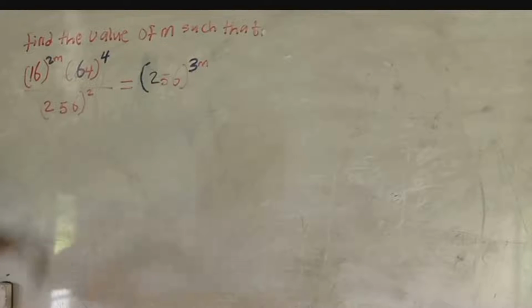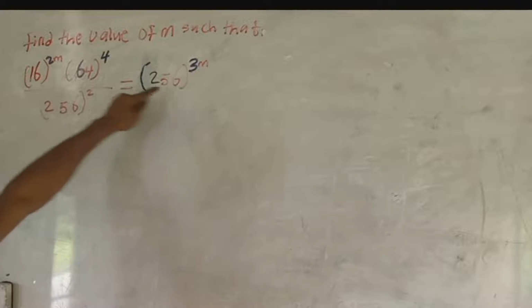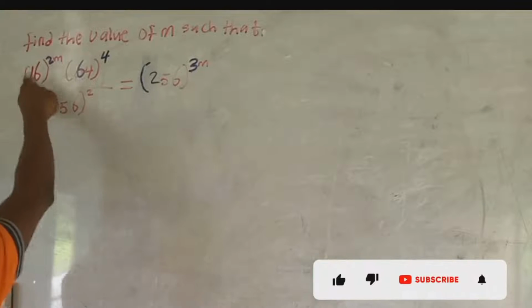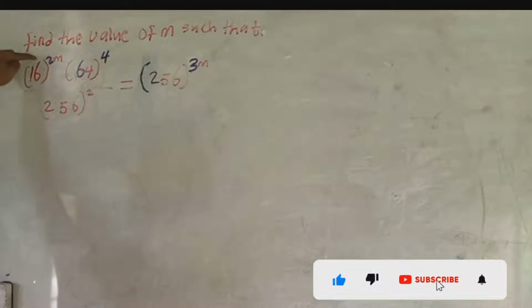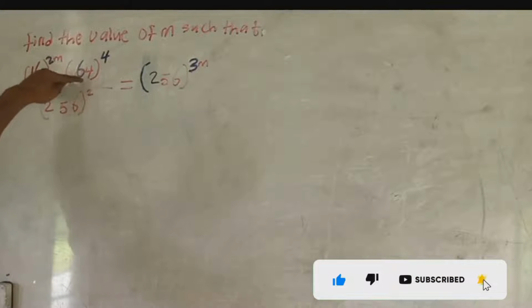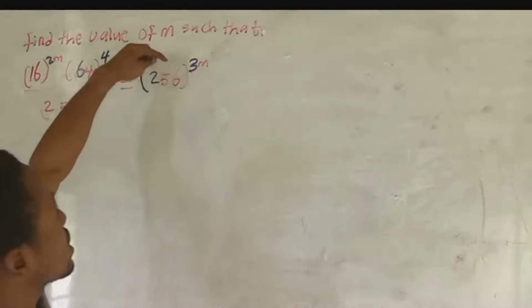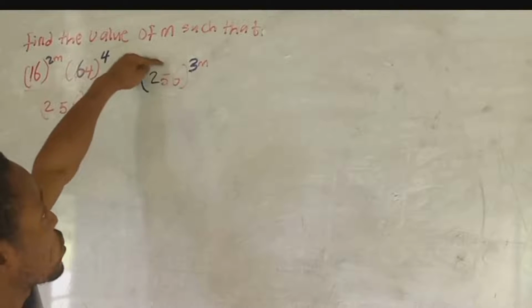If you check here now, 2 is common to all of them. So 2 to the power of something that will give you 16: here we have 2 to the power 4, which gives us 16. In this place, we have 2 to the power 6, which gives us 64. In this place, we have 2 to the power 8, which gives you 256.